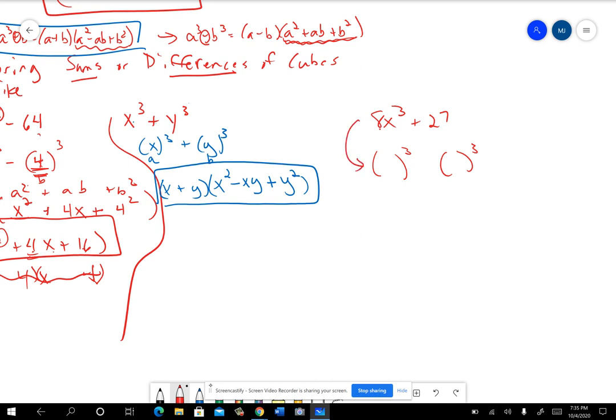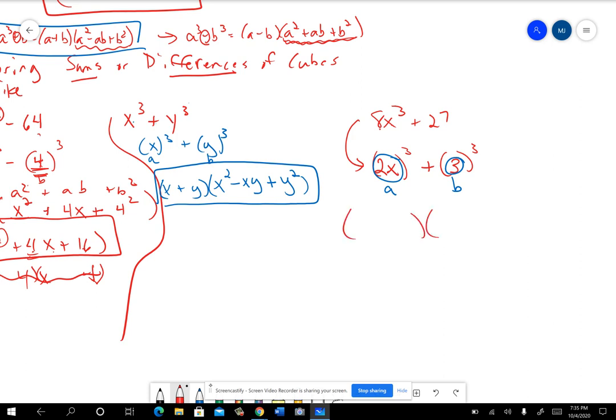So you see, to get an 8, you would need to take 2 times 2 times 2. To get x to the third, you would need an x. So this is really your A. That's the part I want you to ponder. Okay? Then with 27, it's 3 times 3 times 3. So 3 is your B. 27 is not your B. Okay? Now, once you know that, that's the part that you need to know.